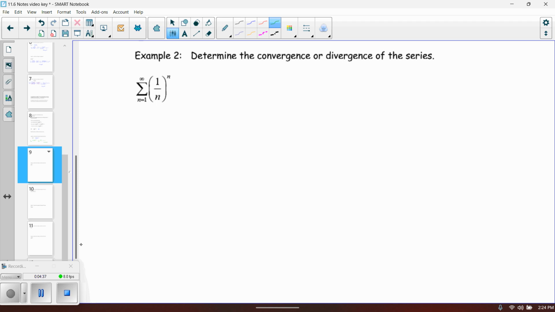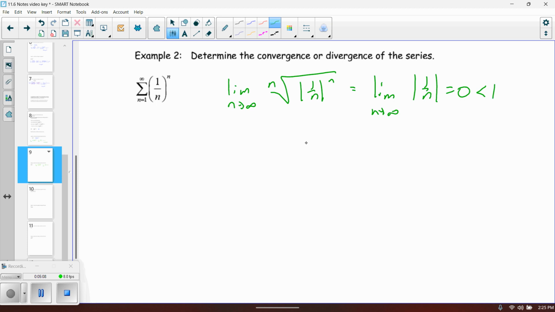So again, you can see I've got some kind of a function with n's in it, all raised to the nth power. Root series lends itself perfectly to this one. So it would be the limit as n goes to infinity of the nth root of the absolute value of 1 over n to the nth power, which is the same thing as the limit as n goes to infinity of the absolute value of 1 over n, which goes to 0, which is less than 1. And therefore, this is convergent.